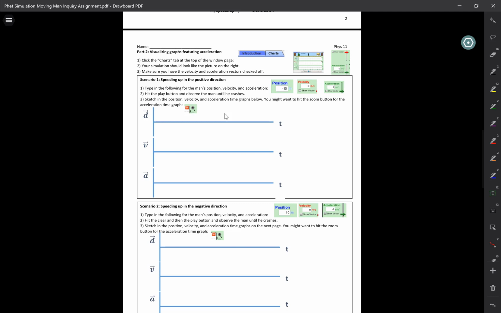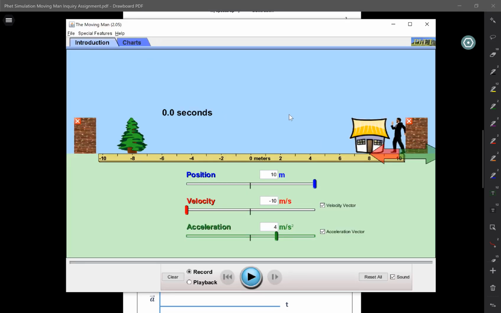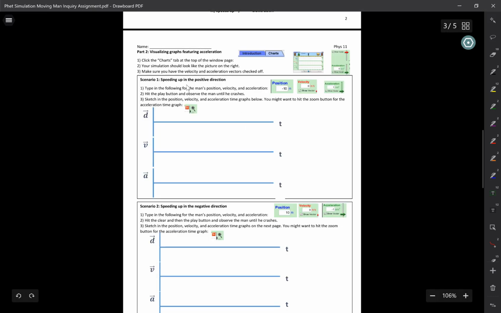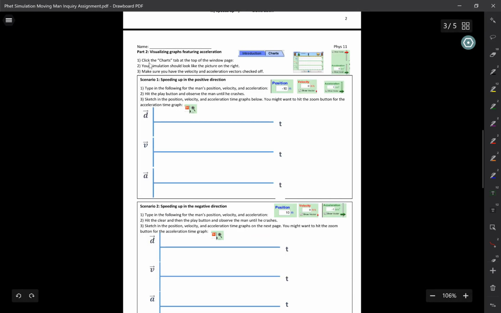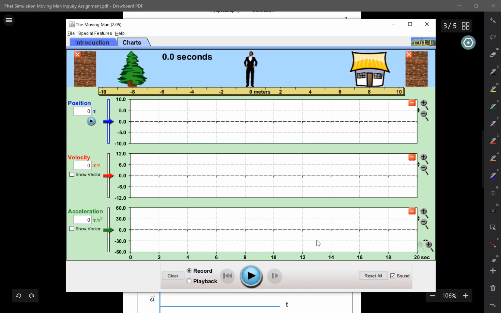All right, let's take a look at what we have. So this is what we have as our first page. The setup instructions tell us to click the charts tab at the top of the window. So that part. And there it is. Click the charts. Your simulation should look like the picture on the right. So yes, it looks like this.